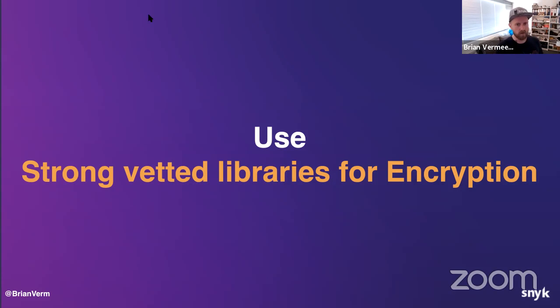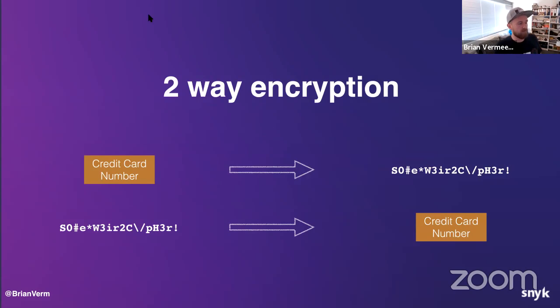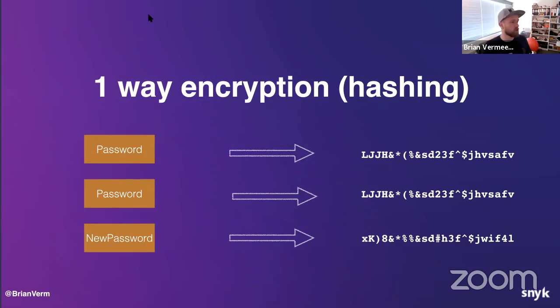Basic encryption: most of the time we need to have something of two-way encryption. Say we have a credit card number, we want to encrypt it, but we need to turn it back into a credit card number somewhere, right? That's two-way encryption. And again, encryption can be a talk on itself. And we need some sort of one-way encryption, hashing, for passwords.